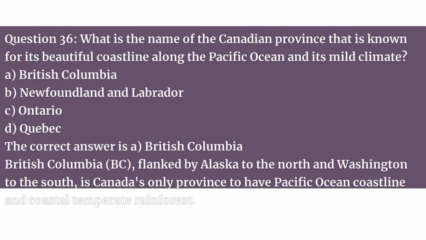Question 36. What is the name of the Canadian province that is known for its beautiful coastline along the Pacific Ocean and its mild climate? A. British Columbia, B. Newfoundland and Labrador, C. Ontario, D. Quebec. The correct answer is A. British Columbia, BC. Flanked by Alaska to the north and Washington to the south, it is Canada's only province to have Pacific Ocean coastline and coastal temperate rainforest.